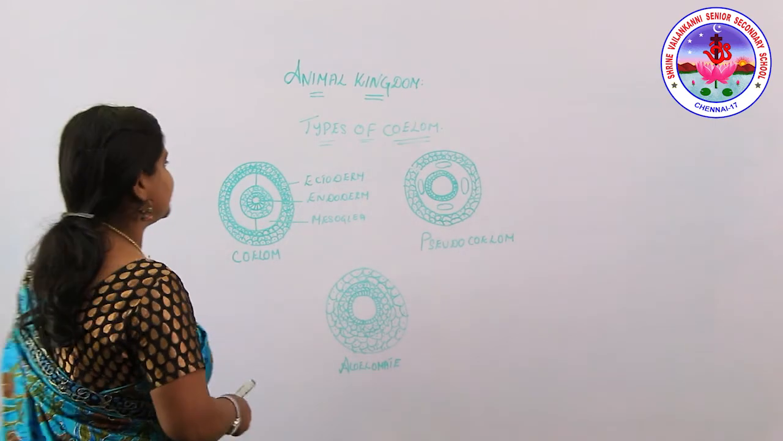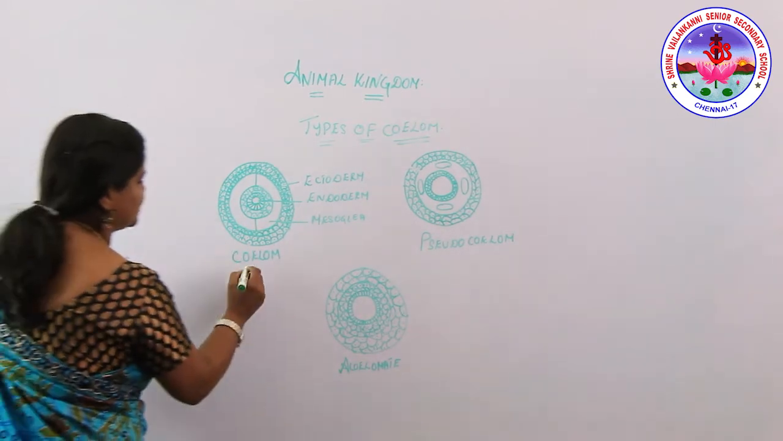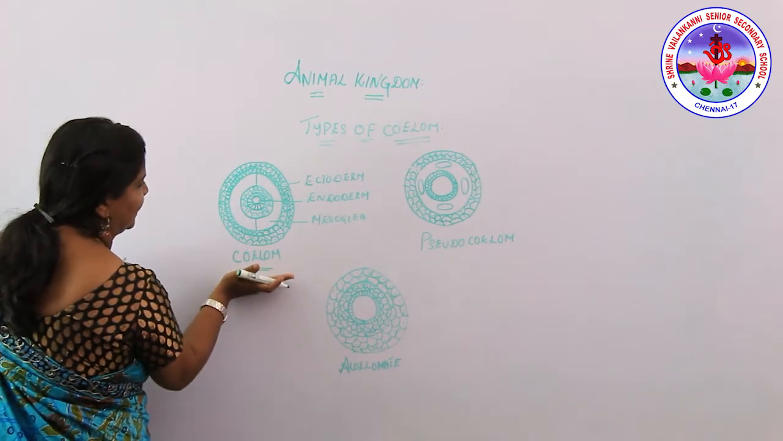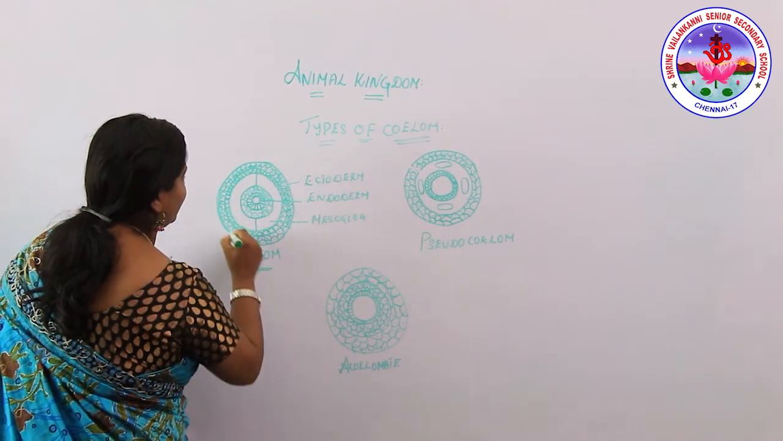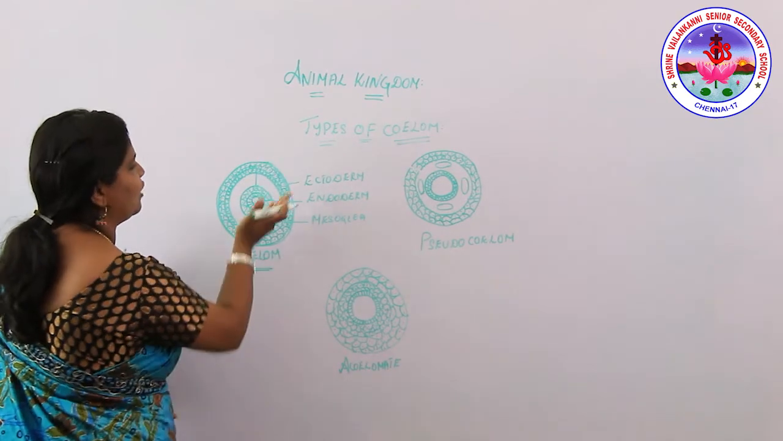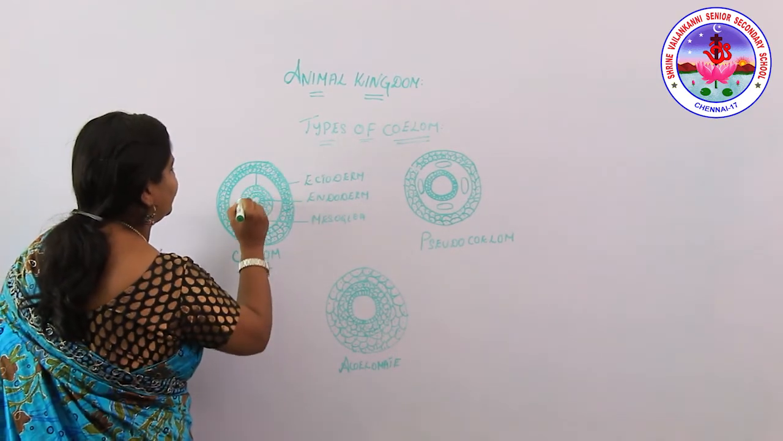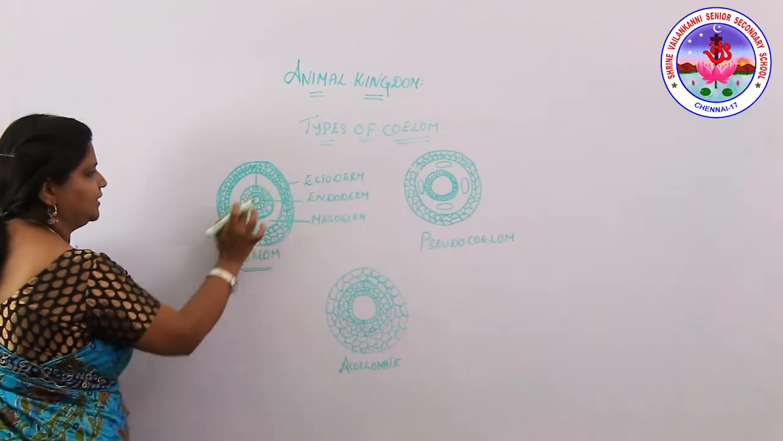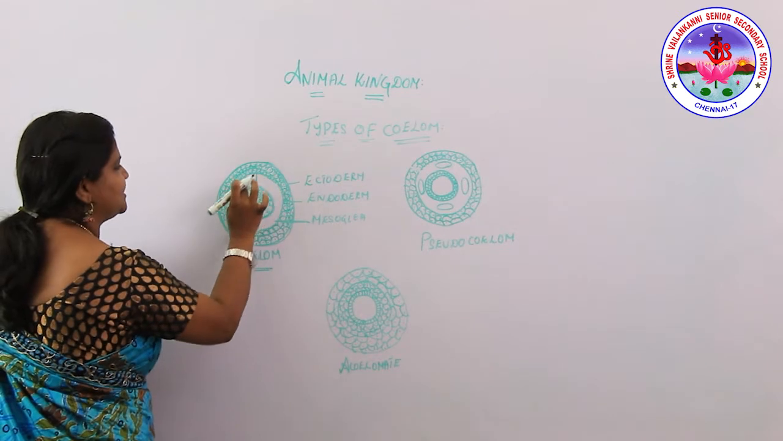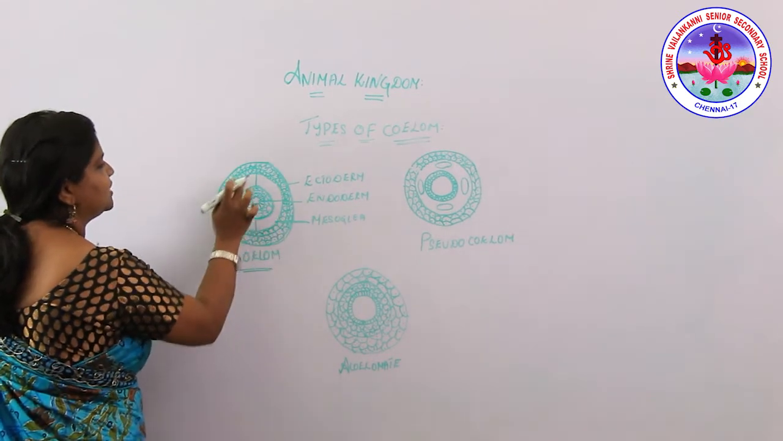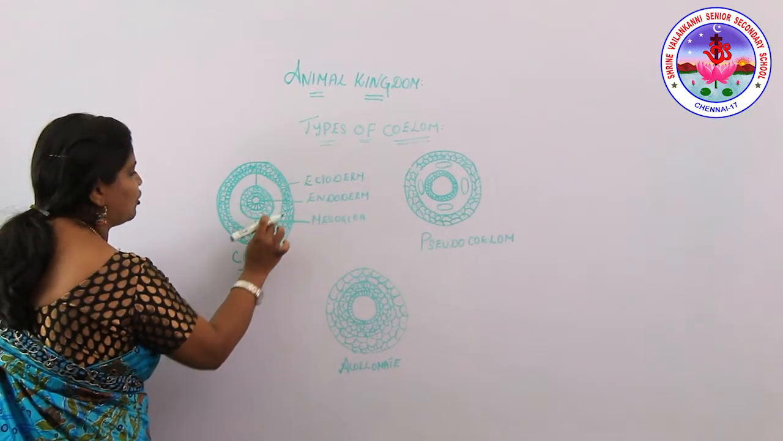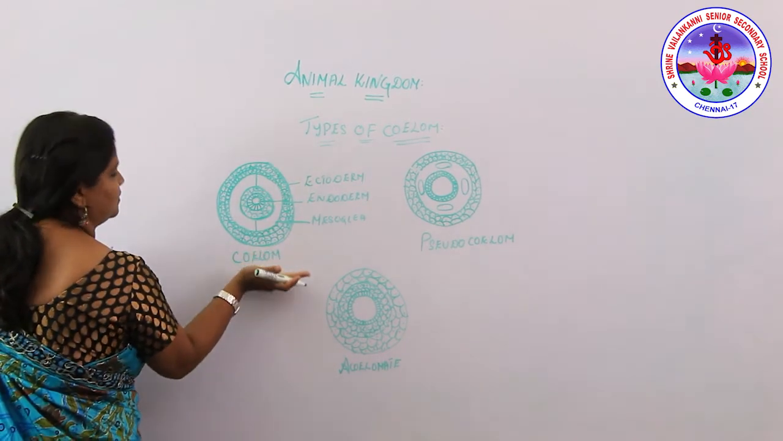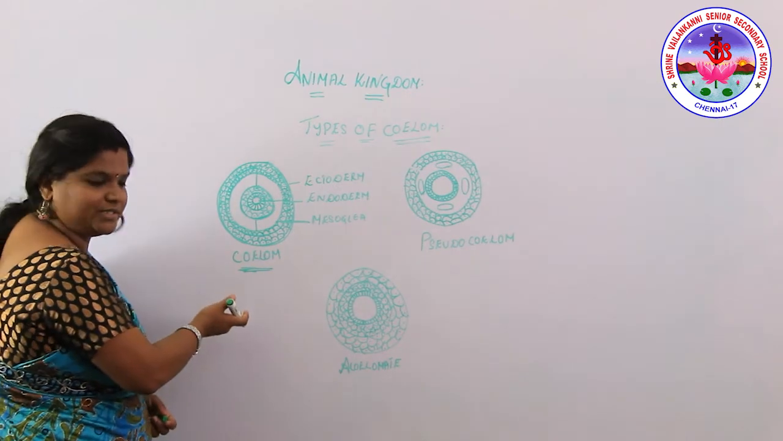Let us see the diagram. This is the coelom. When you study the diagram, this is the outer ectoderm, the outer layer, and the inner layer endoderm. This is the middle layer. In this middle layer there is a space, right? You can see the space. This space is called a cavity, and a cavity that is filled in this way is classified as a coelom.